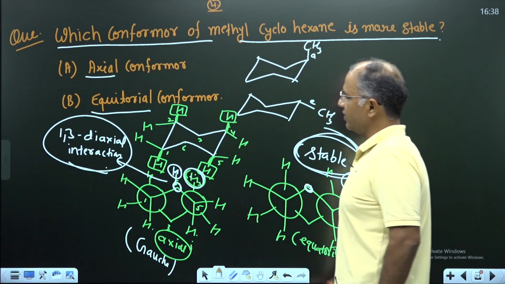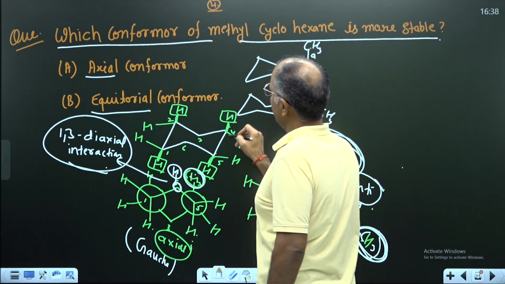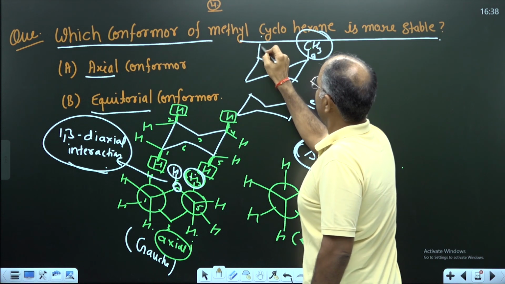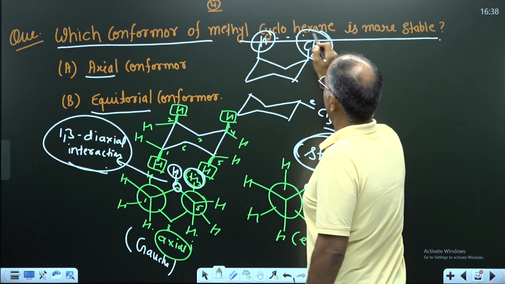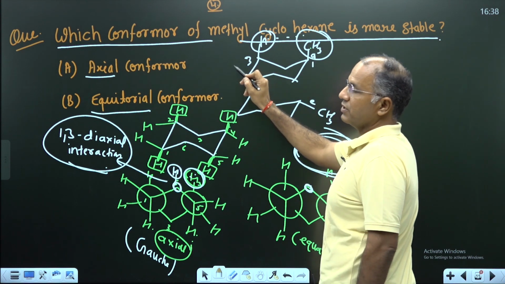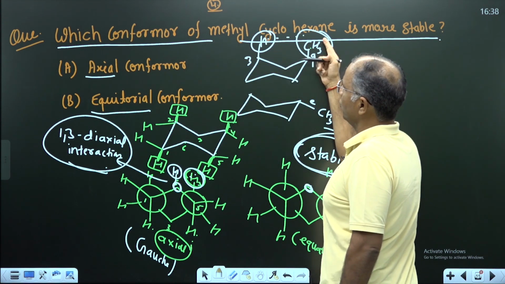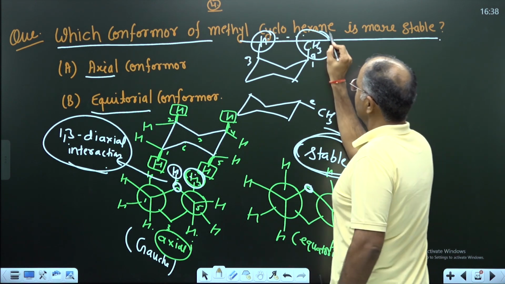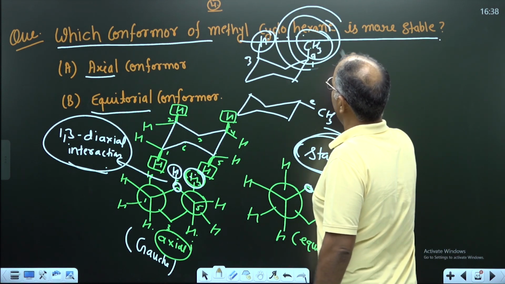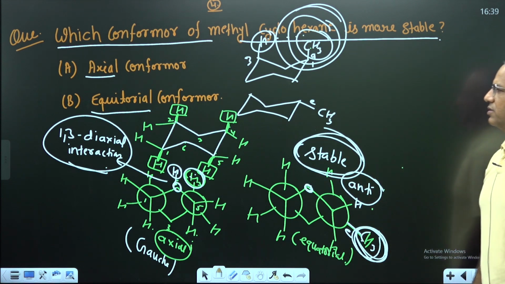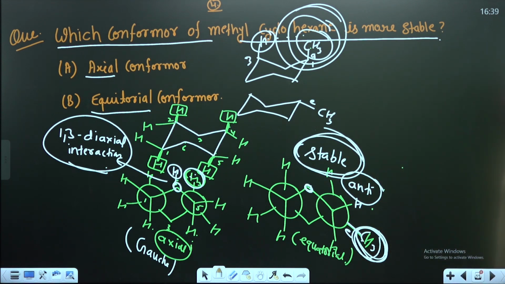Now, what is the meaning of 1,3 diaxial interaction? I can explain 1,3 diaxial interaction in this diagram. This is methyl and this is H, and this repulsion is known as 1,3. Why 1,3? Because of the 1 and 3 positions. Why di? Because of 2 positions, 2 axial positions. So, as the van der Waals radius increases, it becomes unstable. So, just write down: axial is unstable because of 1,3 diaxial interaction.